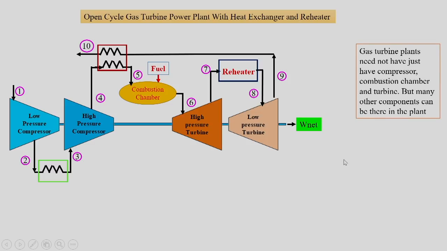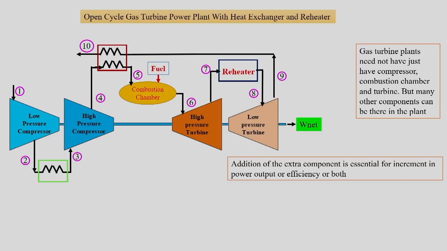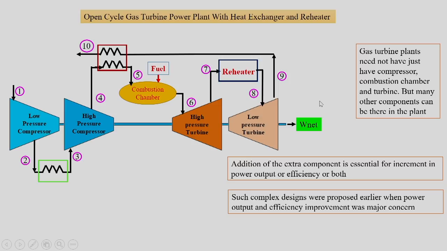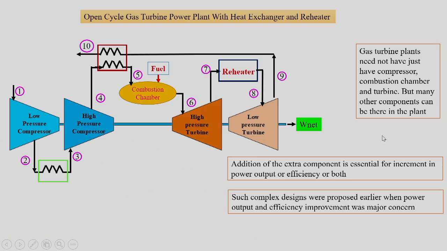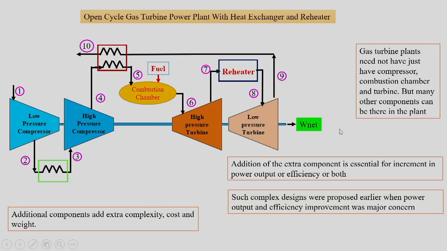So these entities were thought of in earlier days for having more power output and more efficiency as per the requirement. If we add, as we discussed, an extra component in a gas turbine power plant, that extra component would lead to complexity in the design, additional cost, and problems like what we have seen in the case of the heat exchanger. But such things are required if we are interested in an increment in power output or in the efficiency.